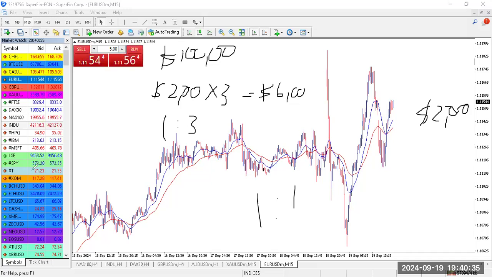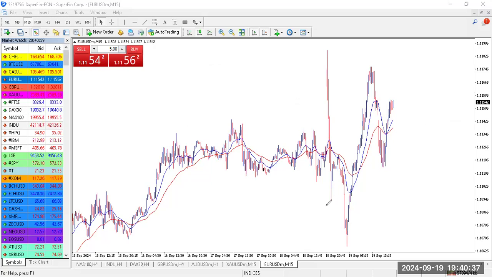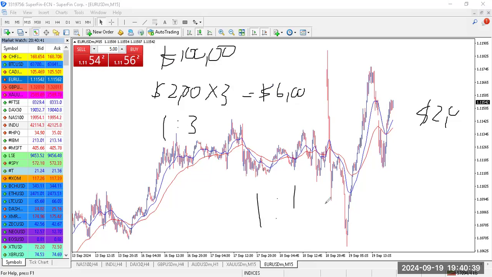So in fact, your risk reward ratio is extremely skewed. You are not risking 1 for 3. You're risking 20 for 1. Okay, so be mindful of that. Always risk a minimum of 1 for 3 when it comes to your risk reward ratio.